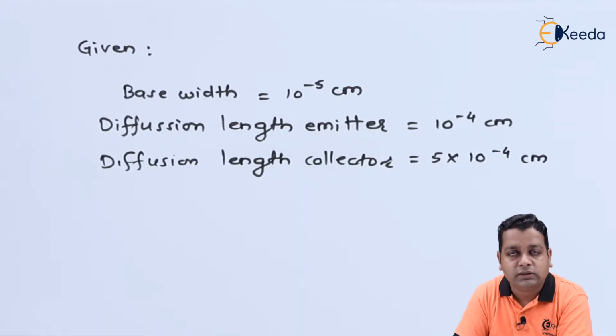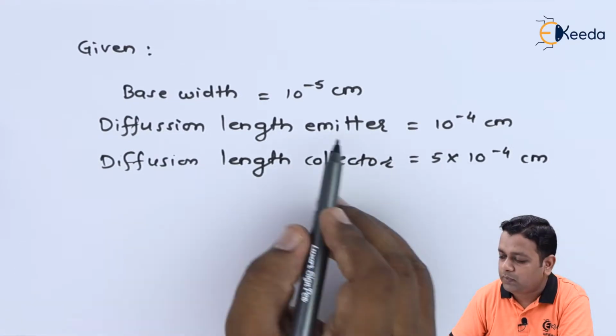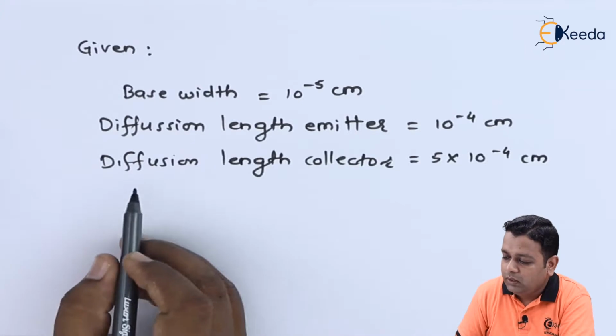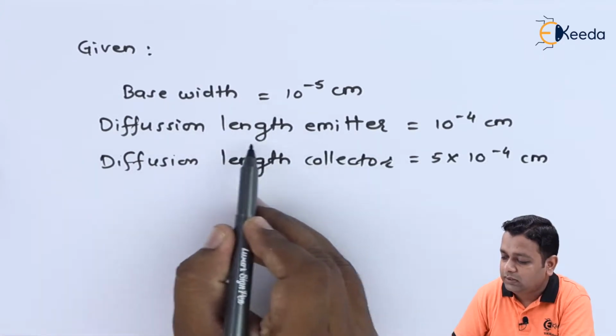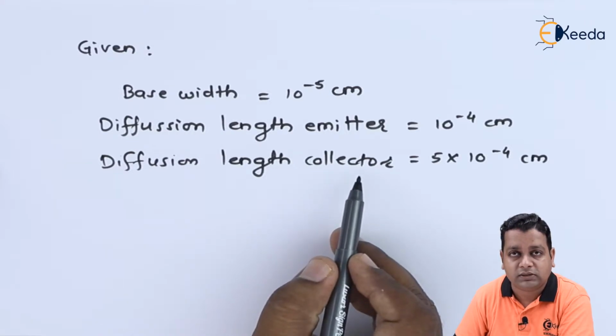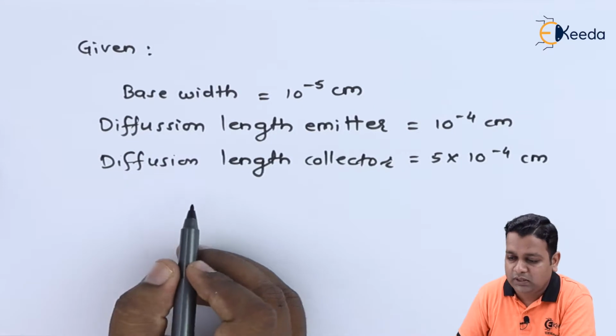From the given details, it is very clear that as far as the dimensions of these three regions are concerned, the collector has the largest dimension as compared to the emitter and then to the base also. So this is the base width. These are the lengths with respect to emitter and collector, the first three parameters. Next to that, here we have the values of resistivities.